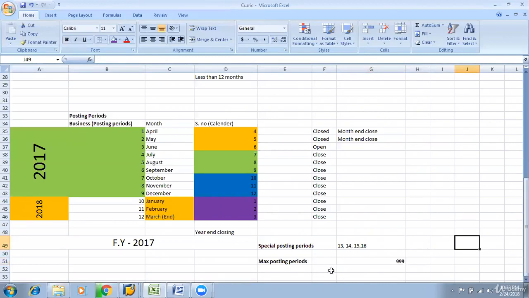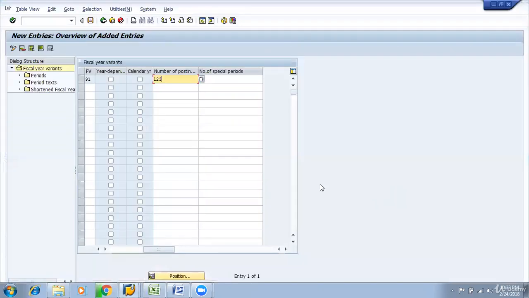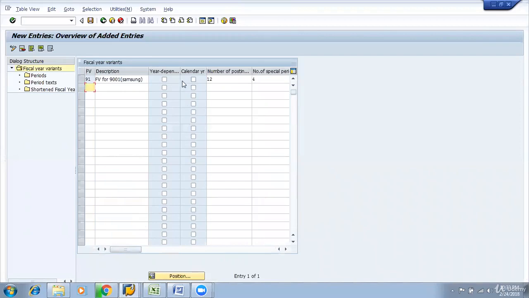This is a very important interview question where you can trick the interviewer. Interviewers do not expect such answers from students, so you may make an impact on your interviewer. You can explain why it is 999. It's getting very interesting now. So let me get back to here. It's 12 posting periods and 4 special periods. Done with these two?